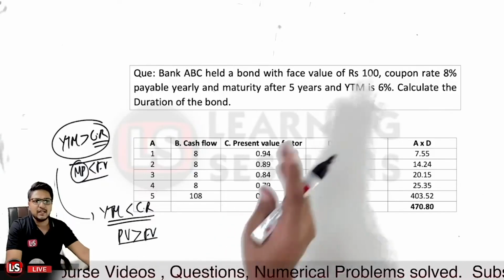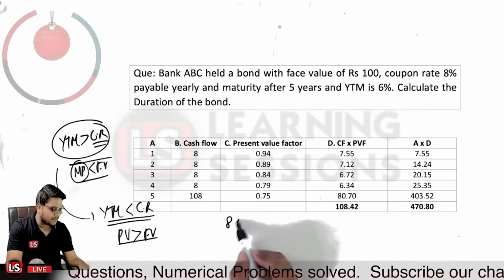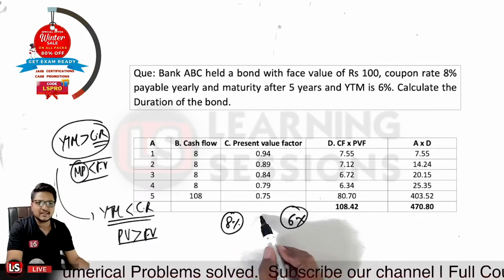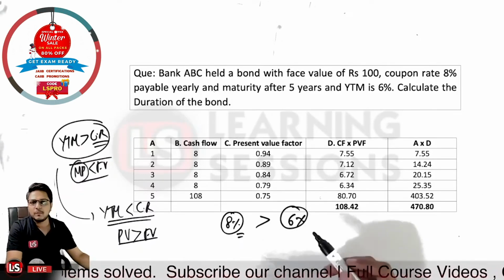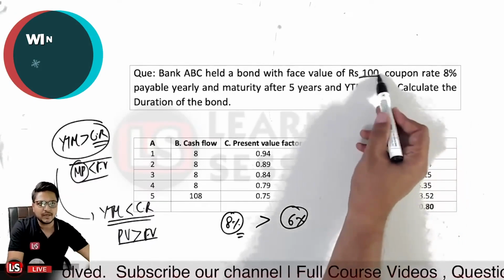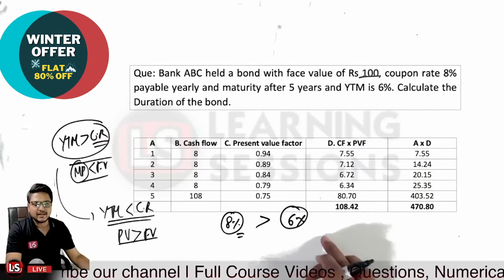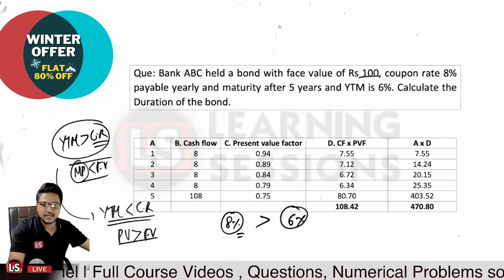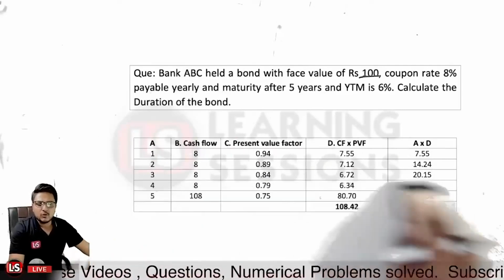That is the same case we are dealing with over here. We are provided with the coupon rate of 8% and the YTM is given to be 6%. So 6% is lesser than the 8%. So in this particular case, the present value that we calculated would be higher than the face value, that is rupees 100. We calculated it to be 108.42, which is higher than the face value of the bond itself. Is that clear?